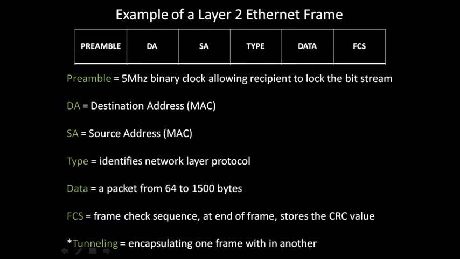The next two, the destination and source MAC addresses, are required for the packet to leave its source and reach its destination. The next one, or type, identifies the network layer protocol being utilized. The fifth, or data, is the packet from 64 to 1500 bytes. Finally, the last is the frame check sequence, or FCS, at the end of the frame, and it stores the CRC, or cyclical redundancy check checksum value.